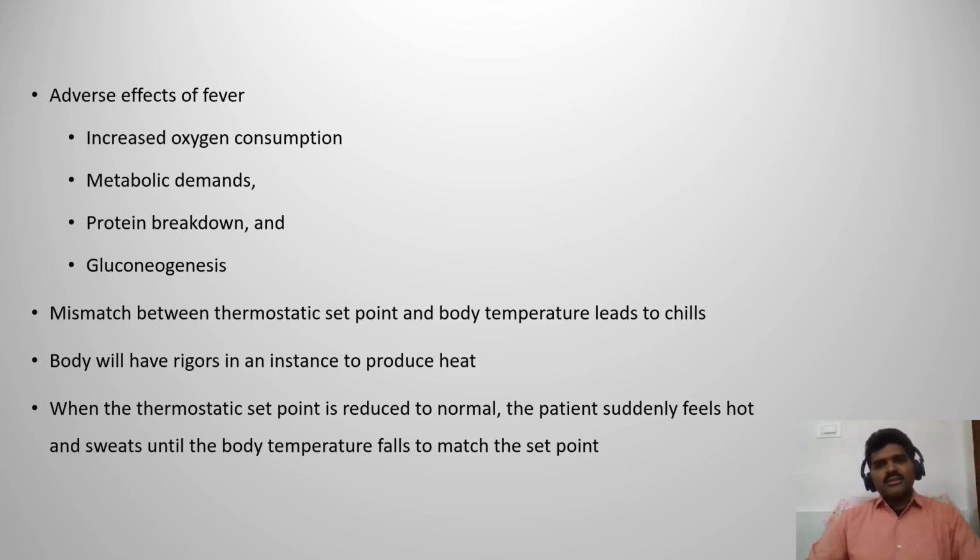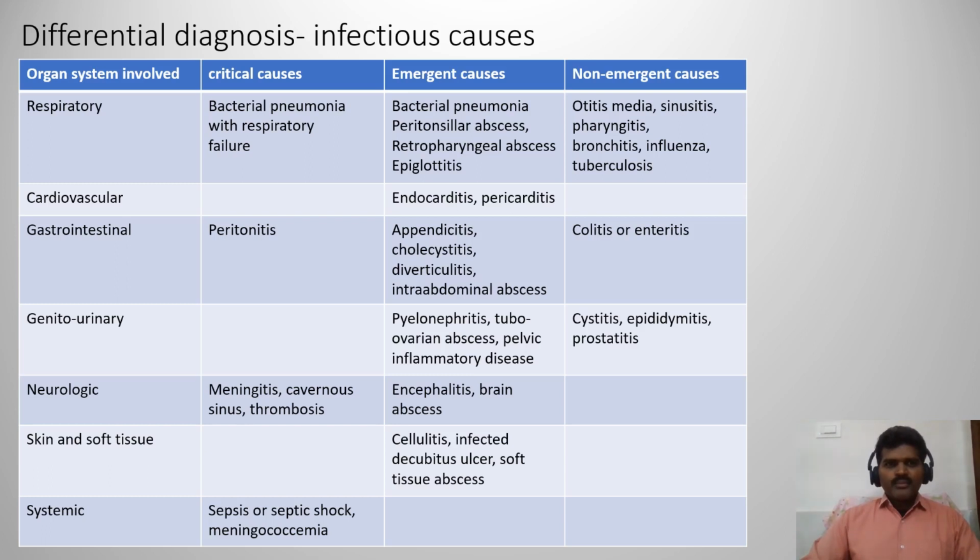Coming to the differential diagnosis of fevers, as I told, most commonly it's the infectious causes. If you take system wise, the respiratory system, either upper or lower respiratory tract, is the most common site for infections. Critical causes in the respiratory system include bacterial pneumonia, usually presenting with respiratory failure. Emergent causes include simple bacterial pneumonia, peritonsillar abscess, retropharyngeal abscess, epiglottitis. Non-emergent causes are upper respiratory tract infections like otitis media, sinusitis, pharyngitis, bronchitis, influenza, and tuberculosis, which is a chronic disease.